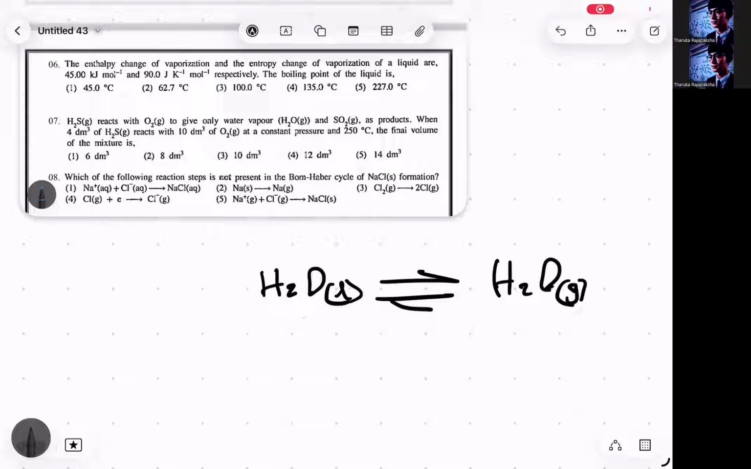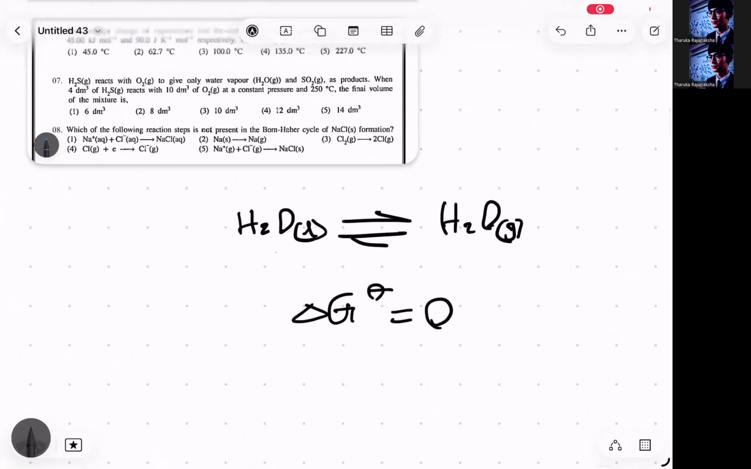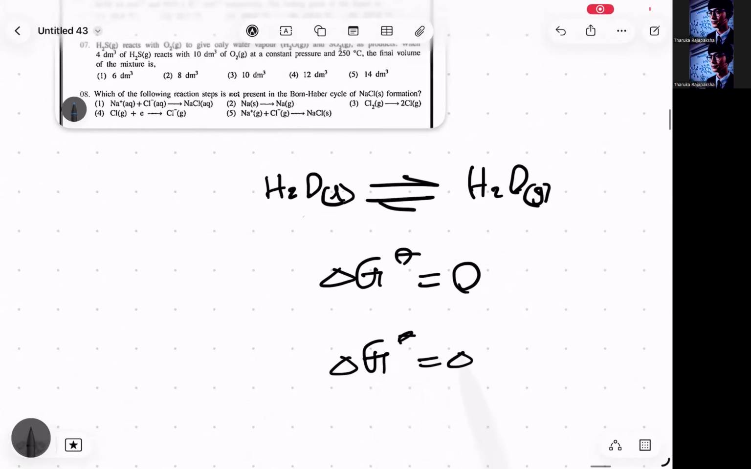And at this point, we can tell delta G is also zero. Delta G, the free energy change, is zero because this is the boiling temperature. Right? Delta G is zero because it's reversible. Now you can apply that equation: delta G is equal to delta H minus T delta S.